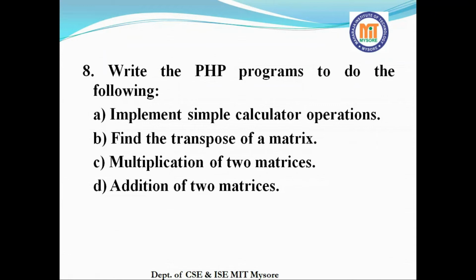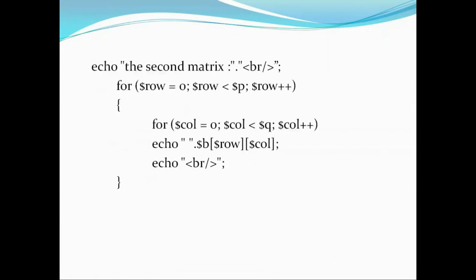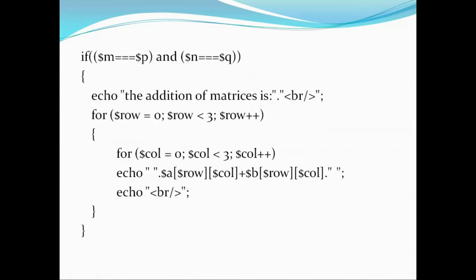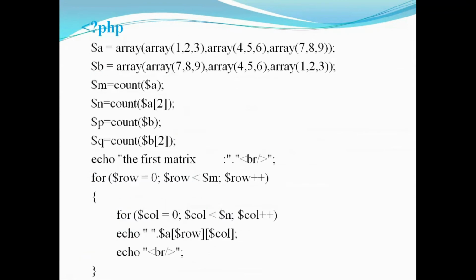Anyhow, we discussed how to implement the simple calculator operations using the PHP program, right? Now let's move on to the remaining part of this program. Just have a look at this. This is the code snippet for performing the addition, multiplication, as well as the transpose of two matrices. This is the code snippet for matrix operations, for addition, for multiplication.